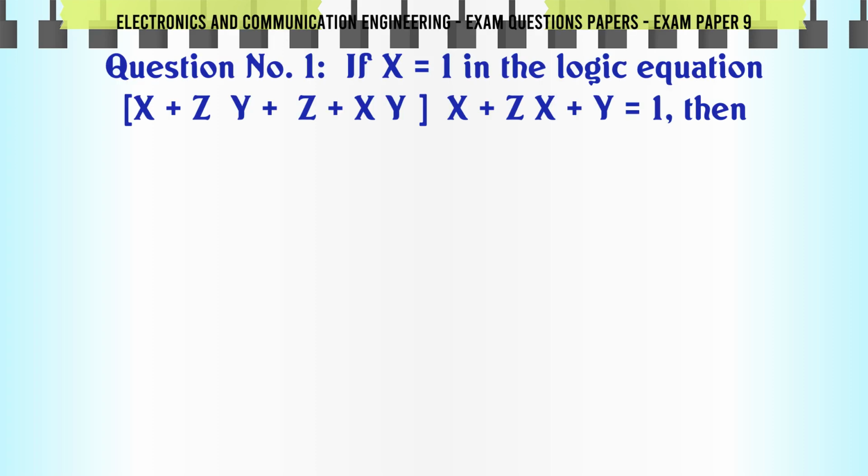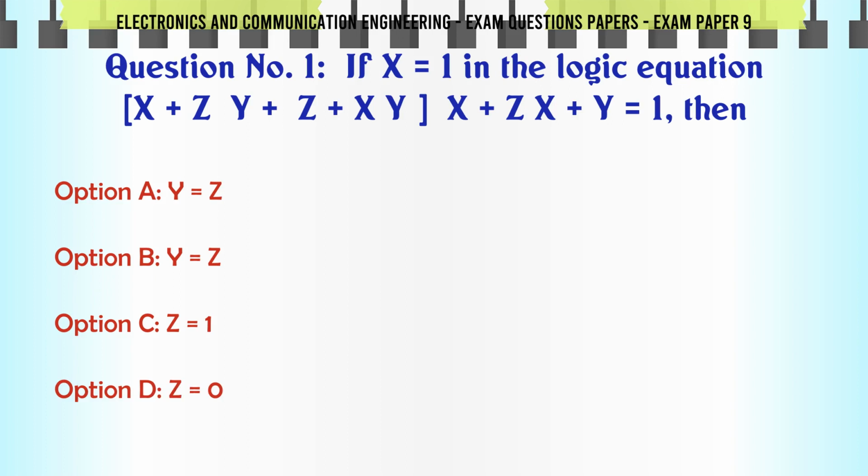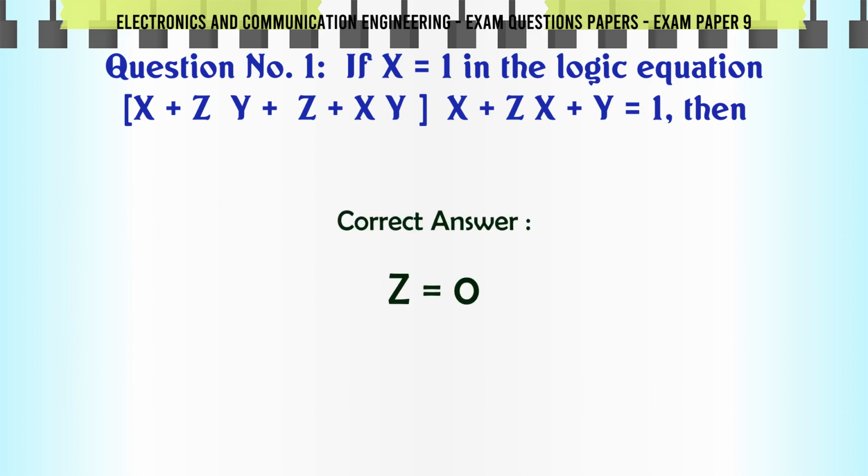If x = 1 in the logic equation x z + y z + x y + x z + x y = 1, then a) y z, b) y z, c) z = 1, d) z = 0. The correct answer is z = 0.